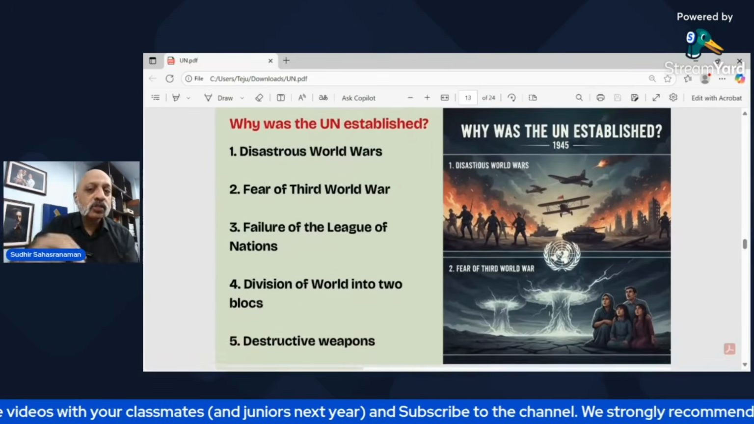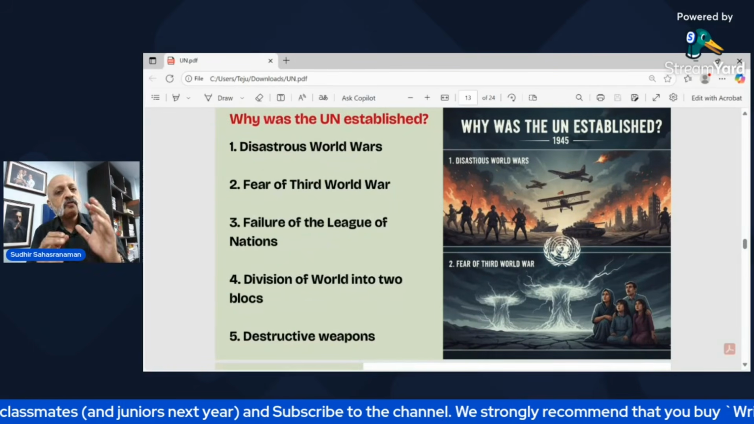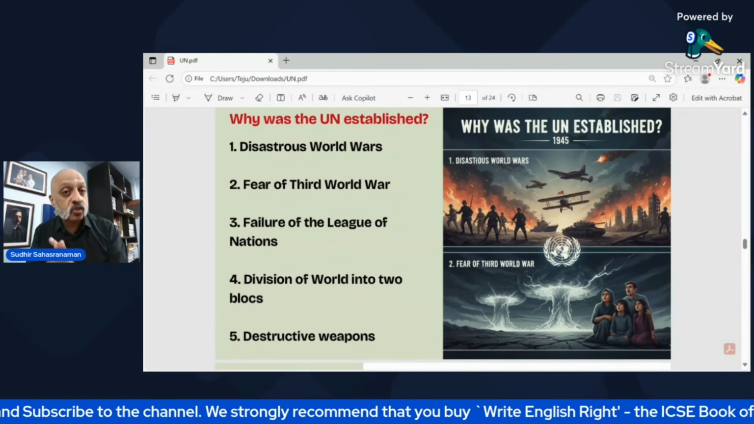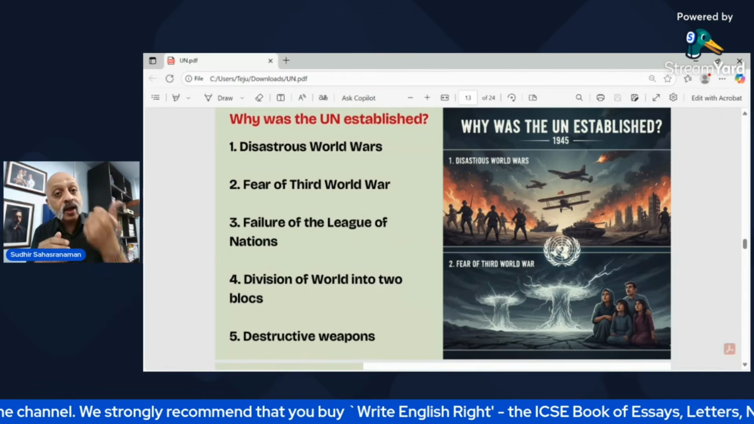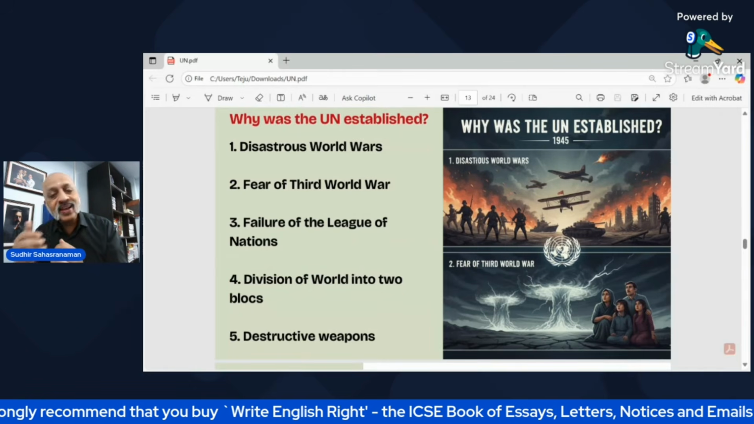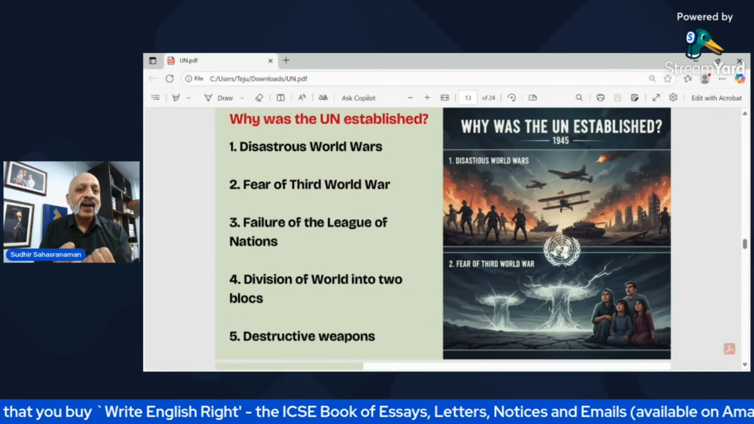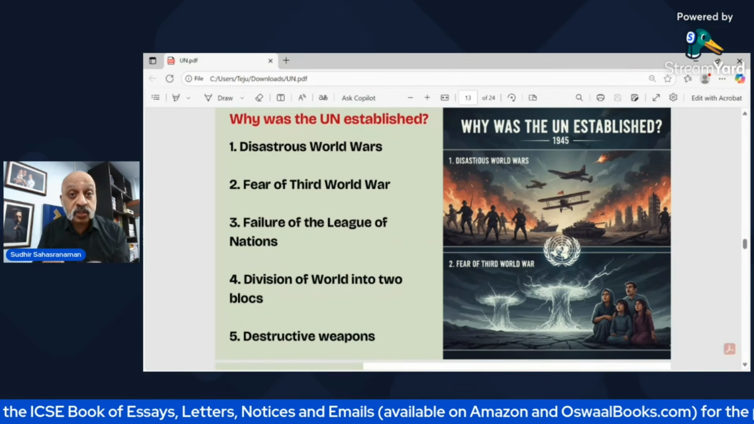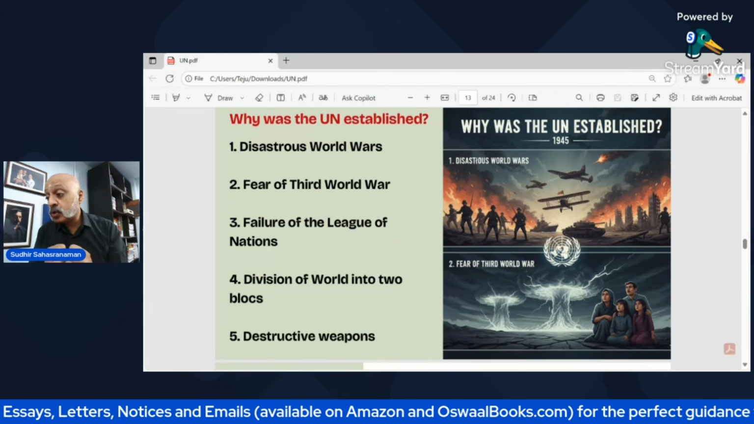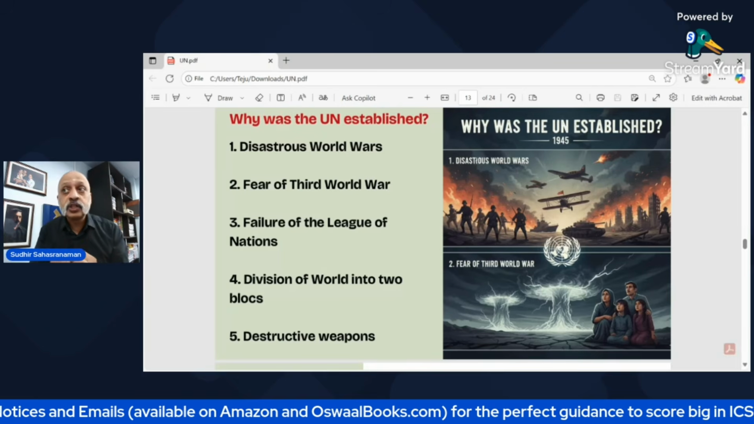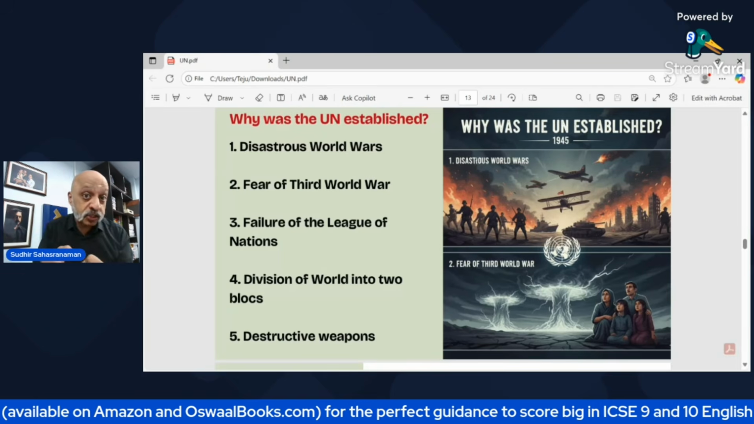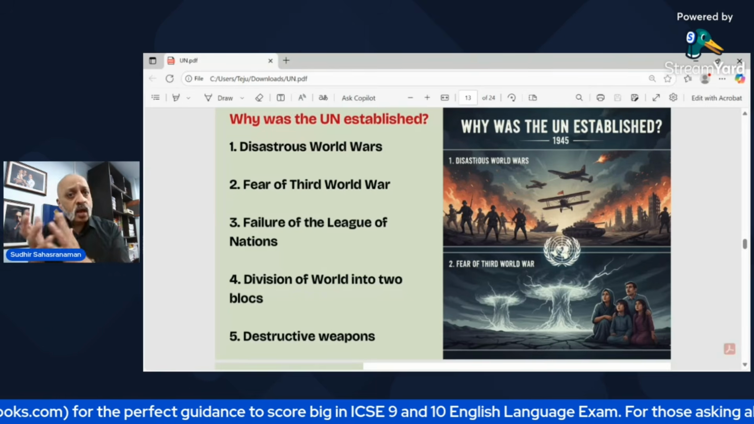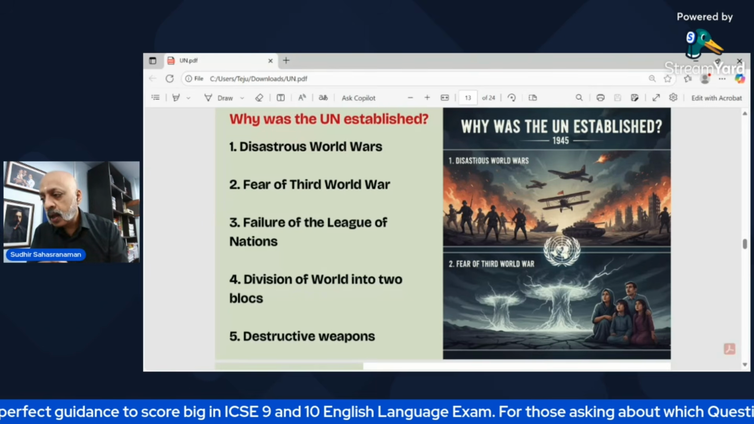So why really was the UN established? There are five main reasons for that. One, of course, was the two disastrous world wars, World War I and World War II, because they left behind a lot of misery, a lot of economic loss, a lot of destruction, a lot of death. Economic depression in many countries, especially in Europe. And it also cost billions of dollars for many countries across the globe.